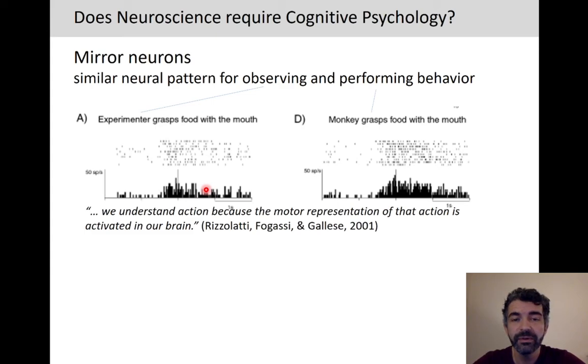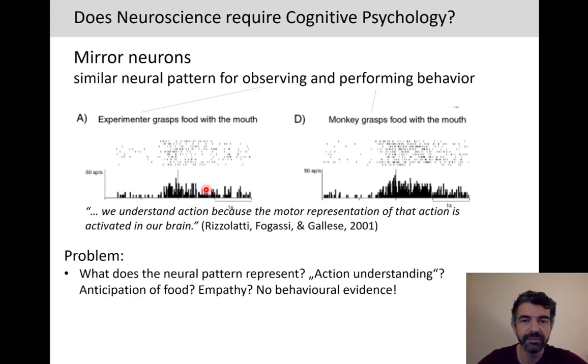And what was concluded from these data is we understand action because the motor representation of that action is activated in our brain. Well, that might be true, but it could also mean something entirely different, because what does the neural pattern really represent here? It is similar, but is it really understanding another person's action? Or is it maybe the anticipation of food that happens in both cases?